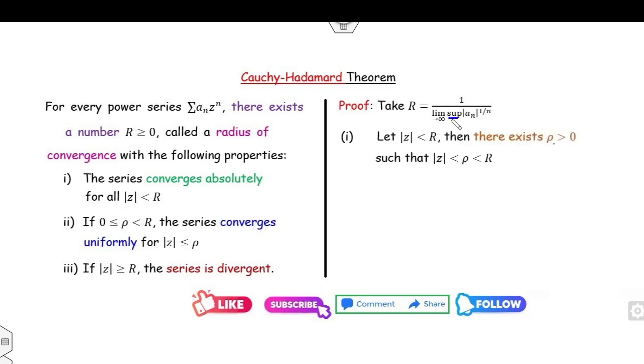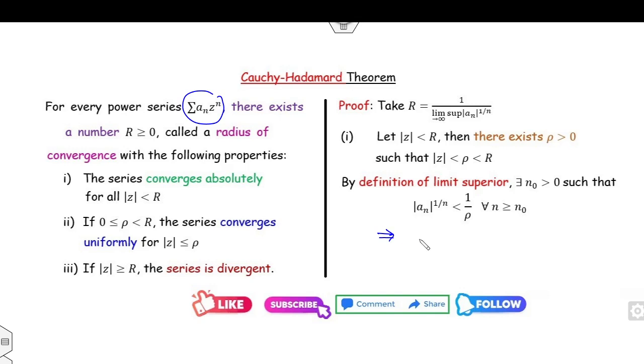Now by the definition of the limit supremum, what is the meaning of that? We can say there exists some number n naught such that the value of a_n raised to power 1 over n is less than 1 over rho. Fine. Now my target is to complete the power series. I can find the value of a_n. It is less than 1 over rho raised to power n. For all n greater than n naught, I can multiply both sides by z raised to power n. It will be less than (z over rho) raised to power n for all n greater than n naught.